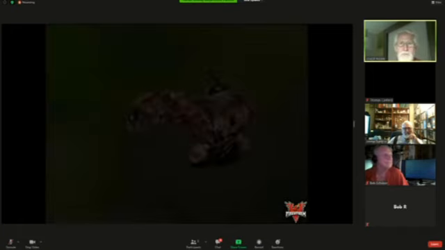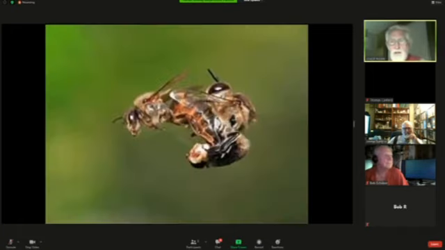All right. Now here you see in flight a queen being mated by a drone, and that's the only task that the males have, is to mate with the queen. They do no work, they gather no nectar, no pollen. They're fed by the workers. So they're maintained for the sole purpose of mating with the queen and providing the sperm to fill her sperm sac.